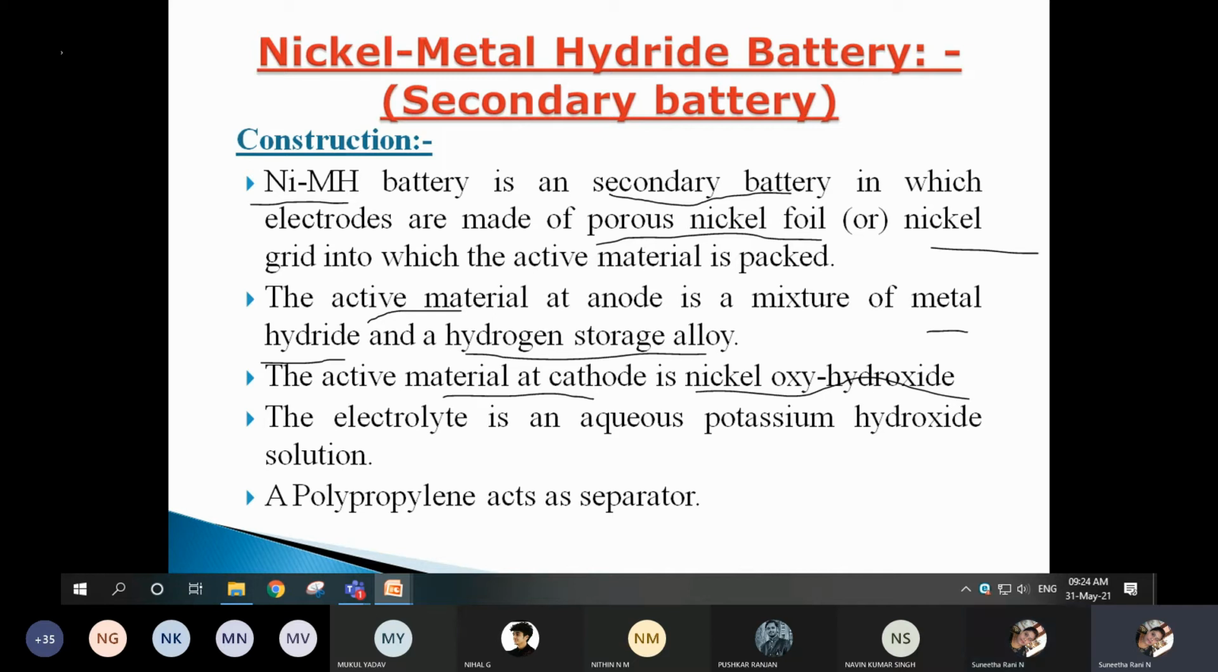Remember the names. The electrolyte we are using here in the construction is aqueous potassium hydroxide, that is KOH. Polypropylene is used as the separator. So the anode is the hydrogen storage alloy, the cathode is nickel oxyhydroxide, the electrolyte is aqueous potassium hydroxide solution, and the separator is polypropylene.